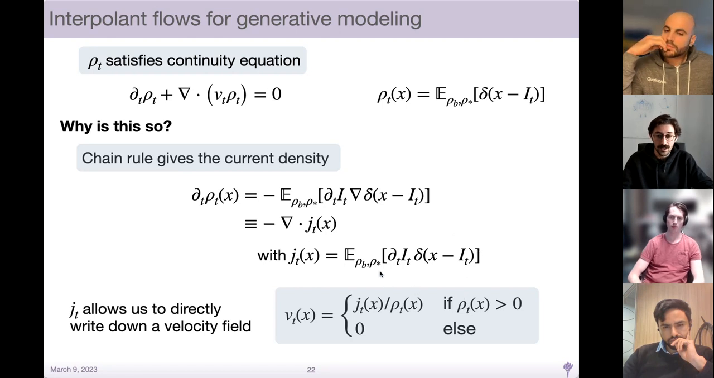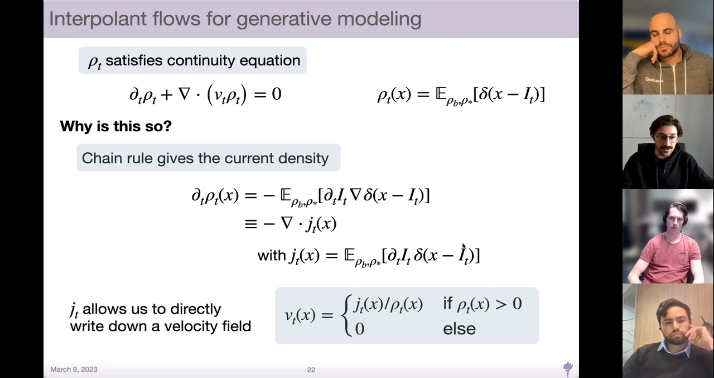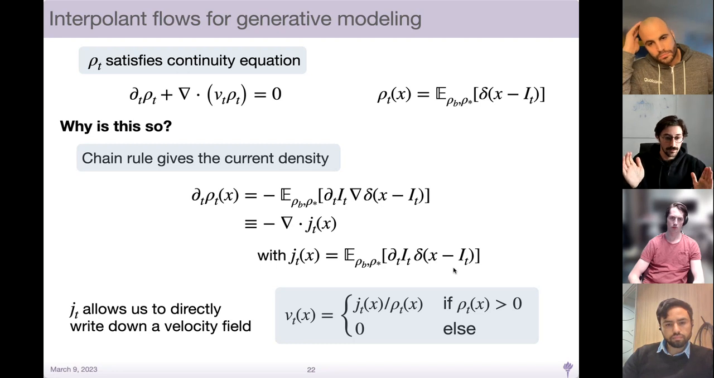So another way of writing this would be the expectation under rho_0, rho_1 of the time derivative of I_t, conditioned on x equals x_t. And that is basically instilling that same sort of conditioning. The only purpose of this interpolant is that it's a more generic class of writing expectations under the time-dependent density rho_t. So it's really just strictly generalizing the class of ways that we can write down sampling rho_t.